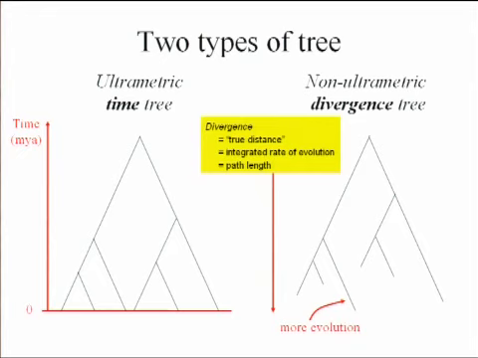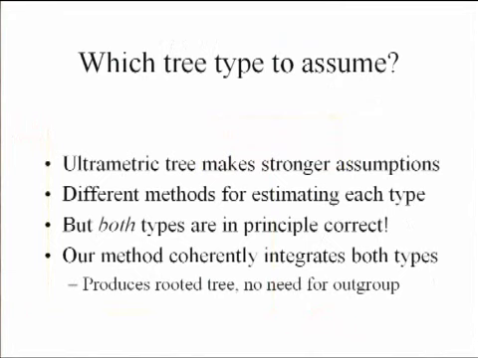So I hope you understand the difference between divergence and distance. Divergence in our language means the truth. Distance is just something that you've measured or estimated. You're trying to estimate a divergence, and that is a distance. So which is the right kind of tree to assume? Should we be thinking of an ultrametric time tree, or should we be thinking about a divergence tree? The ultrametric tree appears to make stronger assumptions. And certainly in the literature there are different methods for estimating these two types of tree.